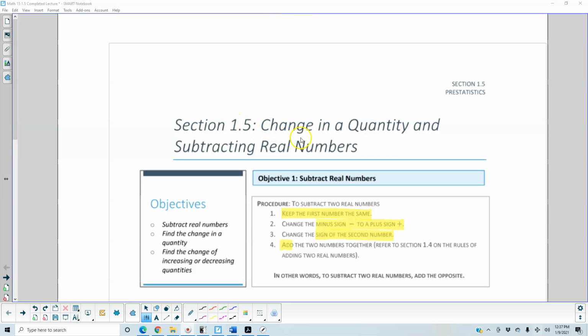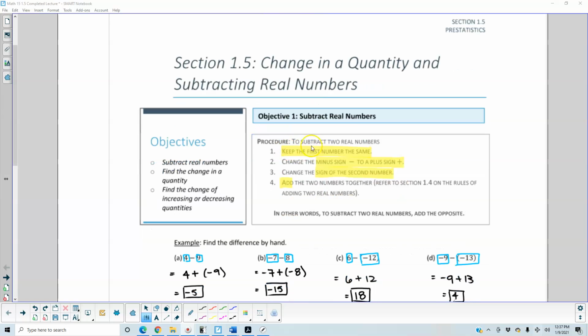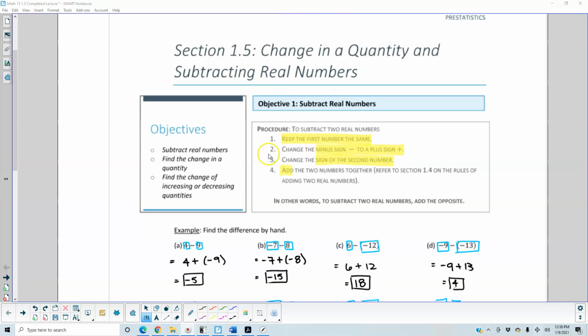Section 1.5, change in a quantity and subtracting real numbers. Objective 1, subtract real numbers. The procedure. To subtract two real numbers, step number 1, you're going to keep the first number the same.